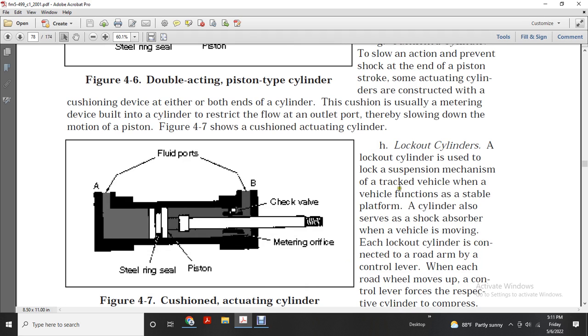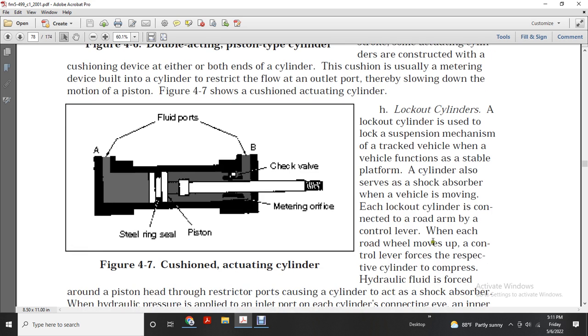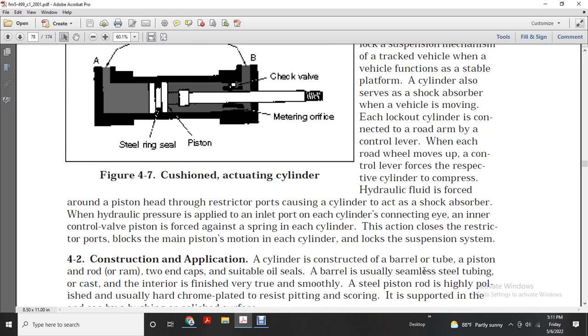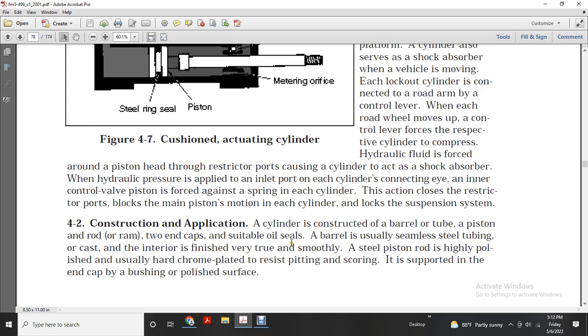H, lockout cylinder. The lockout cylinder is used to lock the suspension mechanism of tracked vehicles when the vehicle functions as a stable platform. The cylinder also serves as a shock absorber when the vehicle is moving. Each lockout cylinder is connected to the road arm by a control lever. As each road wheel moves up, the control lever forces the respective cylinder to compress. Hydraulic fluid is forced around the piston head through the restricted port, causing the cylinder to act as a shock absorber. When hydraulic pressure is applied to the inlet port with the control valve in position, the piston is forced against the spring in each cylinder. This action closes the restriction ports, blocks the main piston in each cylinder, and locks the suspension system.